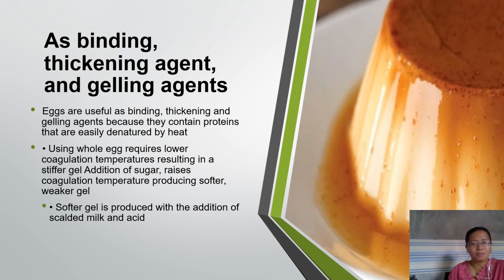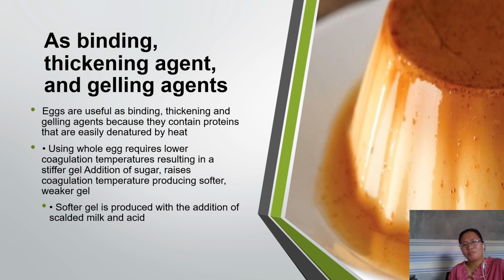Eggs are useful as binding, thickening, pampakapal. Binding, parang hindi ma-hold yung parts into one, hindi mag-separate. Thickening, pampakapal, and gelling agents because they contain proteins that are easily denatured by heat. Using whole eggs requires lower coagulation temperatures, resulting in a stiffer gel. Addition of sugar raises coagulation temperature, producing softer, weaker gel.